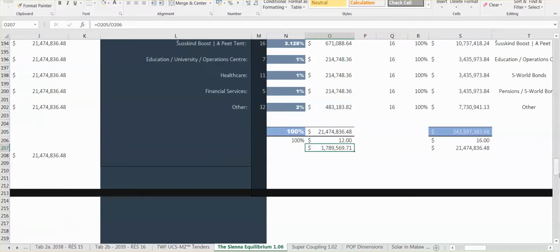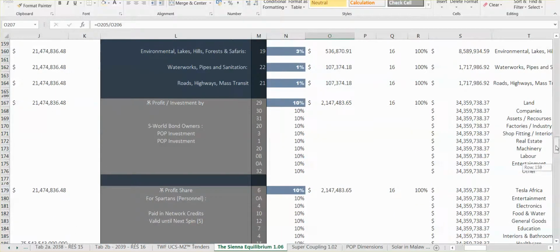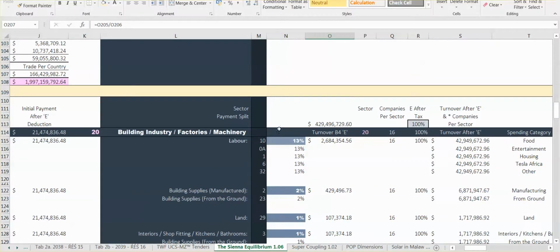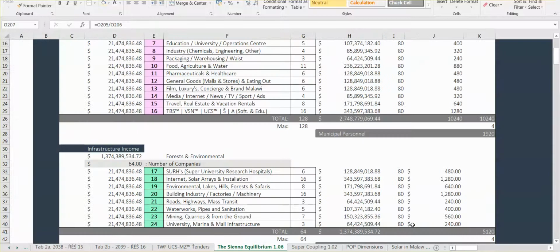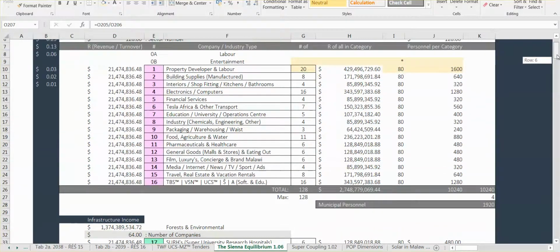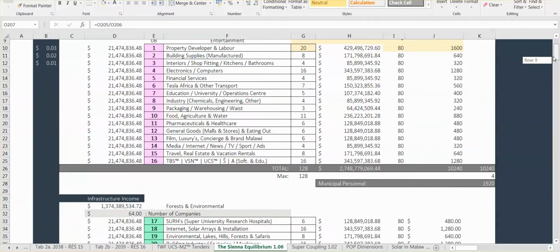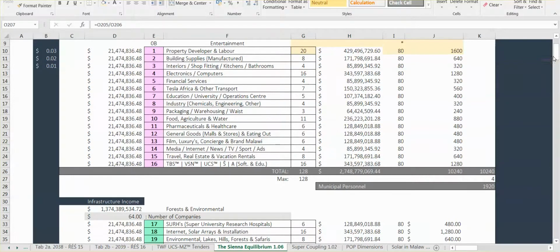this Sienna equilibrium spreadsheet is showing us how one spin works. Here's how one spin works. This is how the money is going to be spent, and the money is going to end up with all of these different companies just spending it on each other. All of these different companies in all of these different sectors will just spend the money on each other, and because of that, each month they can spend that initial investment again and again. So from 1 billion in investment, 12 billion in cash flow.